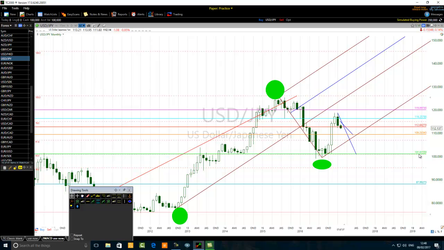101.01. Beautiful number. This is the 50% Fibonacci retracement level of the previous trend. That's where usually the dust will settle. So you see here, the trend first started here, 2012 to 2015, and as the correction has begun, it pushed toward the 50% Fibonacci retracement level of the prior trend.